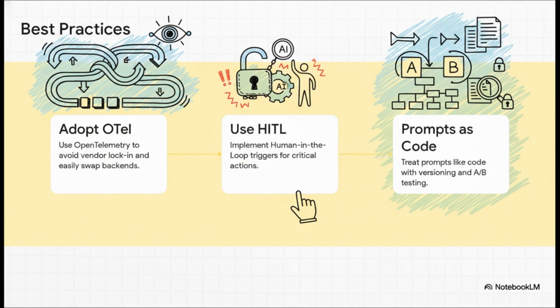But listen, no matter which tool you end up choosing, these 3 best practices are pretty much non-negotiable. First, use OpenTelemetry. It's an open standard, which means you won't get locked into a single vendor. Second, and this is so important, always have a human in the loop for critical actions. You do not want an AI autonomously deciding to, say, delete your production database. And finally, you have to start treating your prompts like you treat your code. That means version control, A/B testing, the whole shebang.